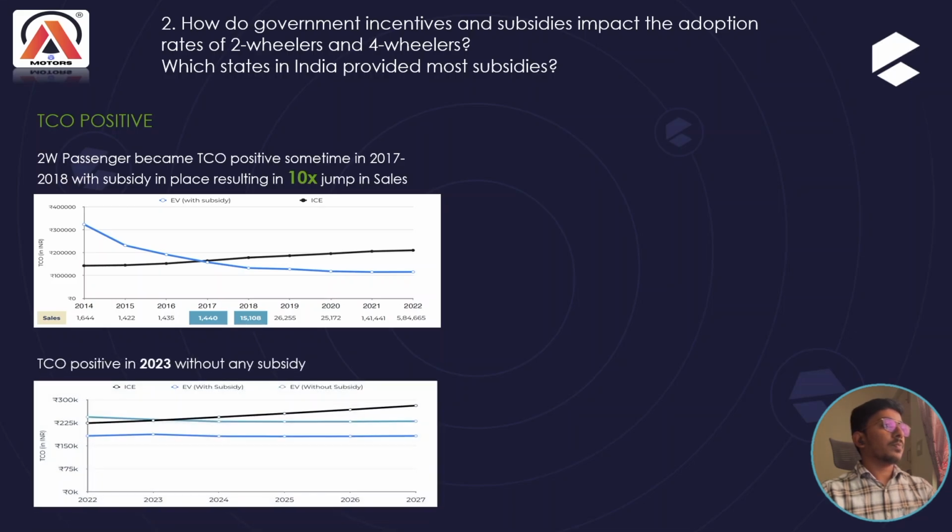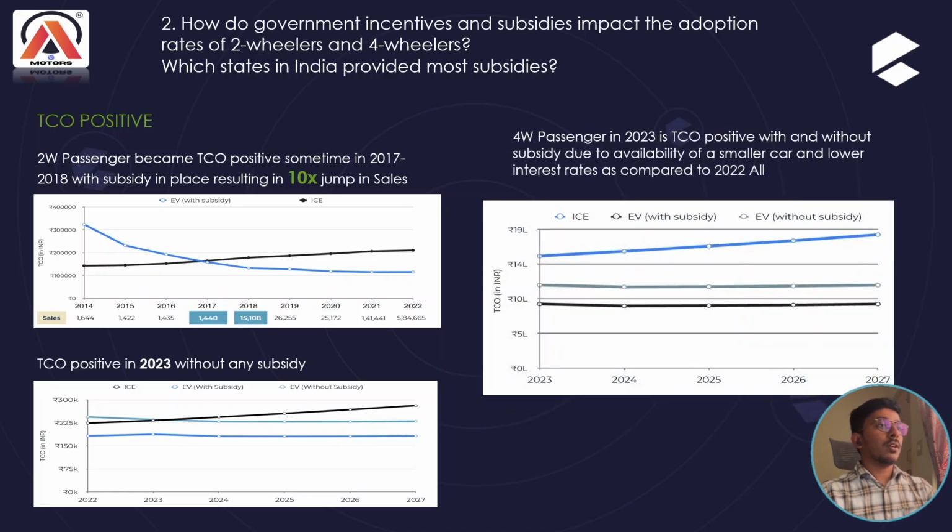TCO became positive in 2023 for two-wheelers without any government subsidy. For four-wheelers, TCO is positive with and without government subsidies in 2023. So as the TCO turned positive with these government subsidies, there is a 155% increase in sales in 2023 compared to 2022.